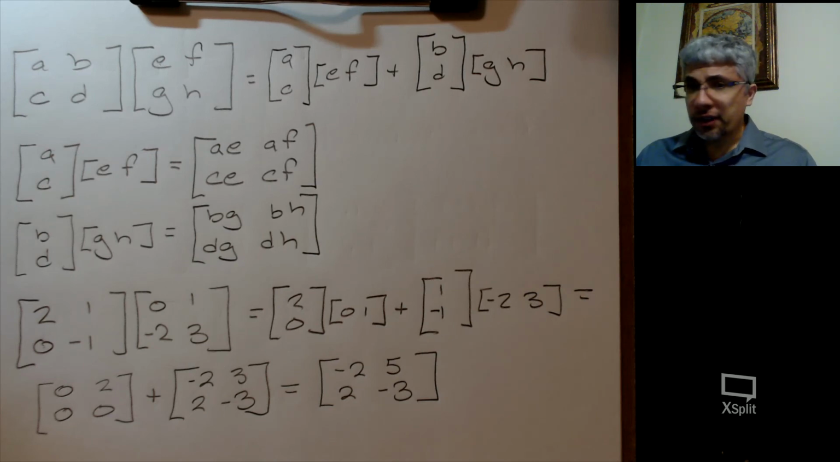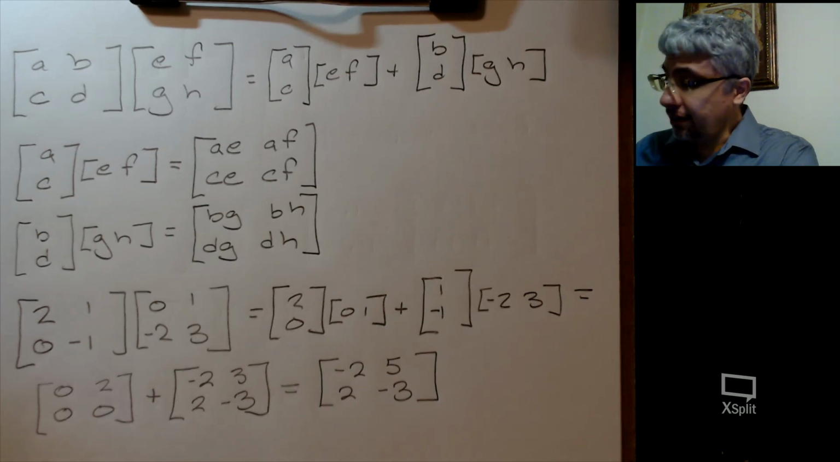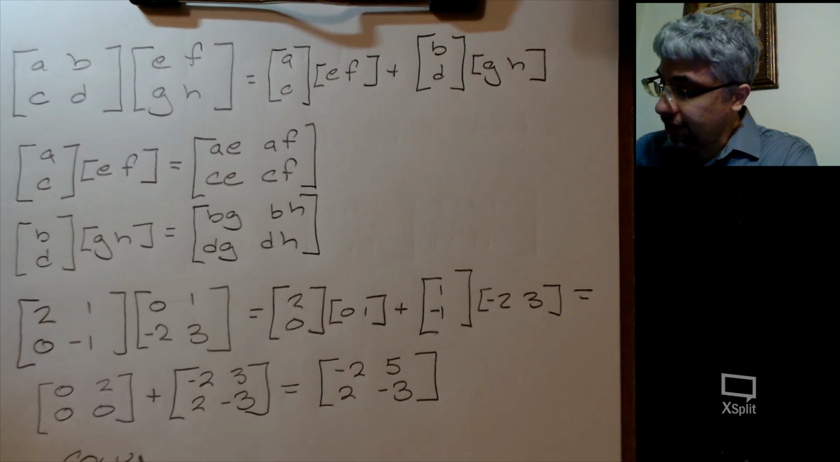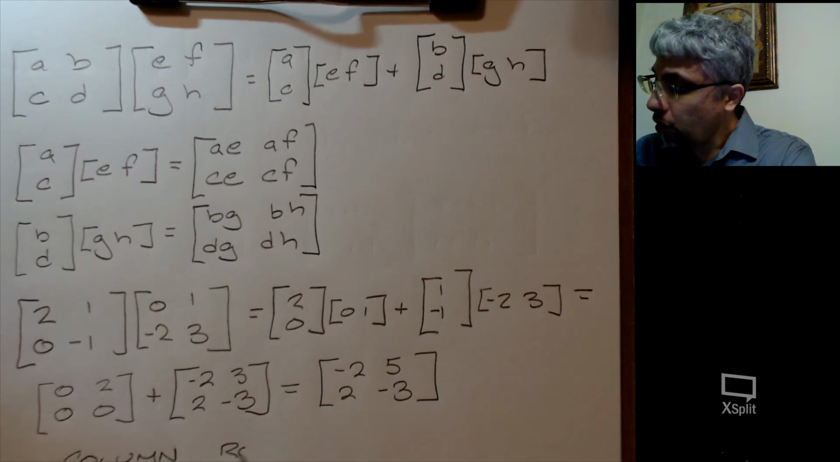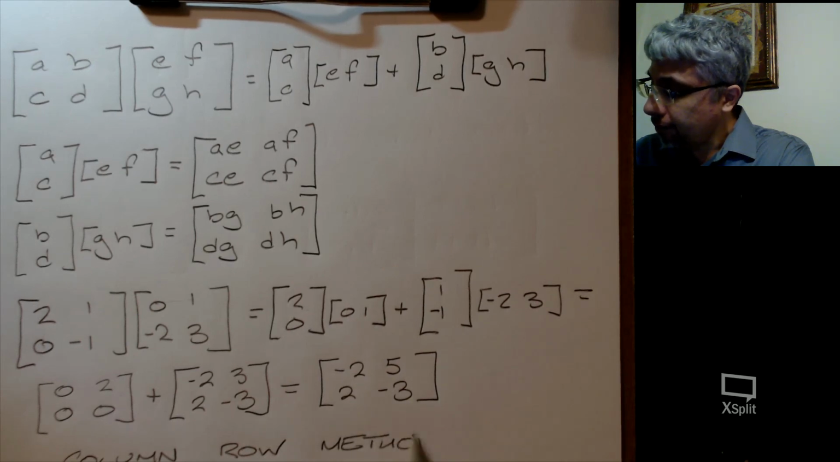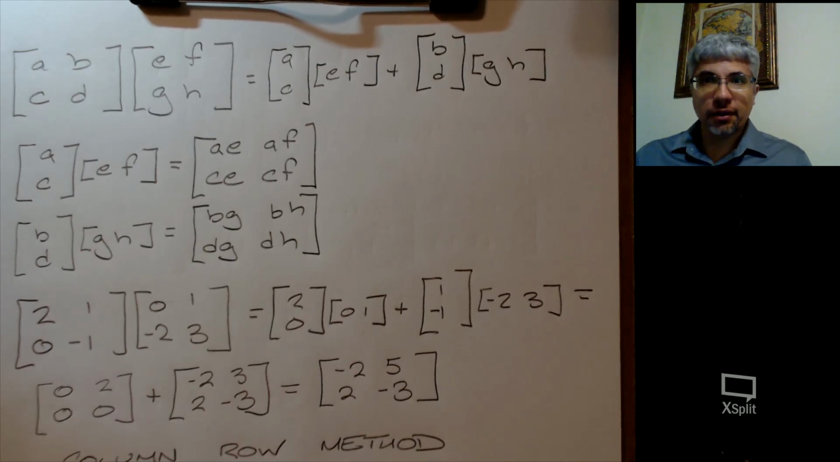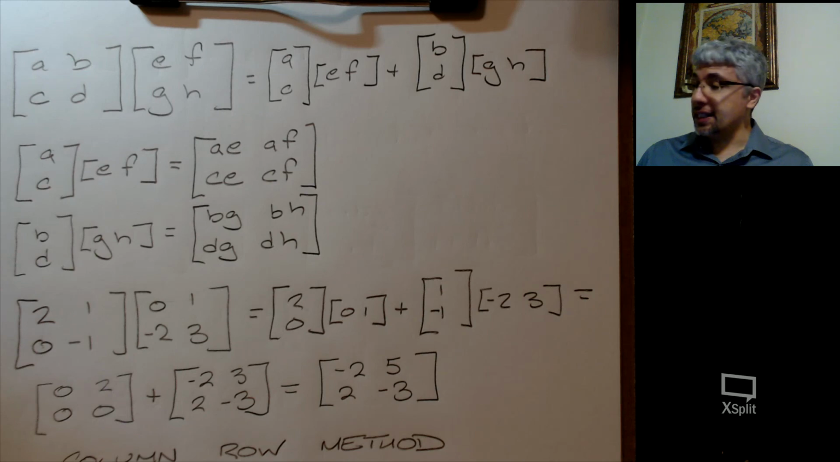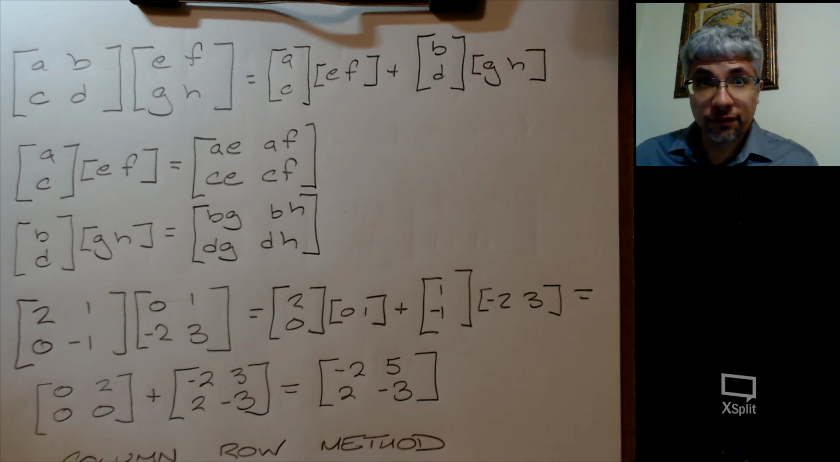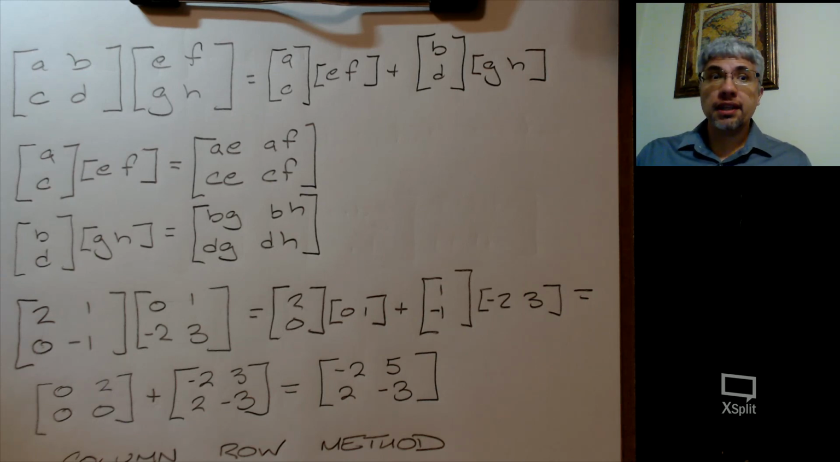Okay, so now I'm going to call this, there's a nice name for it, obviously, the column row method of matrix multiplication. And it's not the only method that we have. These are not the only 2 methods. Let's talk about another way of doing it. Let's save that for the next video.